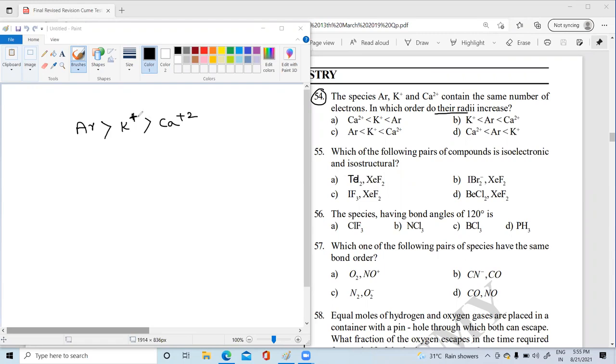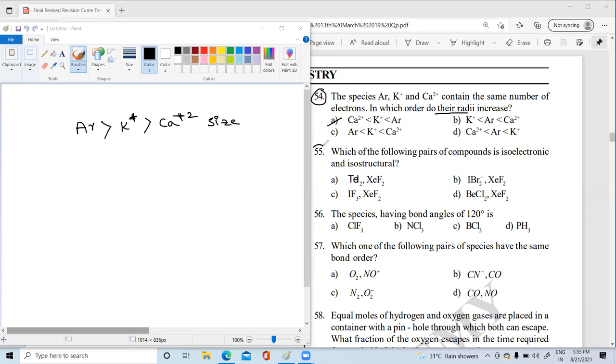In which case is positive charge more here? In calcium the positive charge is more, potassium is +1, and argon is in 0 oxidation state. So this is the size order, students. Let's check where it is in the options. Argon should be greater, so option A is the correct one.